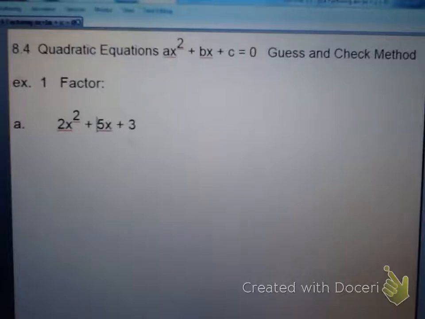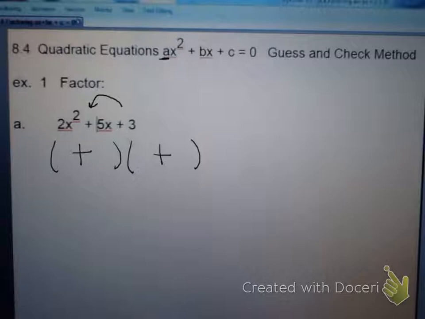Section 8.4, Graphing Quadratic Equations in the form of ax squared plus bx plus c. Now, if you'll notice, we have a number in front of x squared. We are going to learn two methods. The very first is called the guess and check method. You make your two binomials. You look at the signs. The last sign is positive, so that means they're both going to be whatever the first sign is.